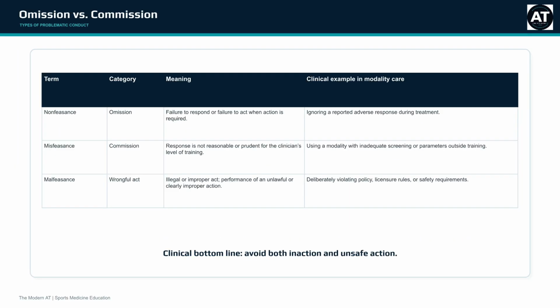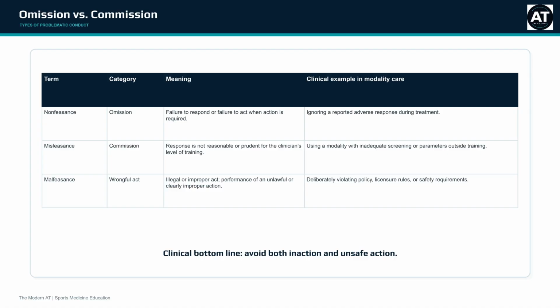Problematic conduct can occur by failing to act or by acting unsafely. Nonfeasance is an omission, such as ignoring a patient who reports burning, dizziness, or worsening symptoms during a treatment. Misfeasance is an unreasonable action within a general role, such as using a modality without adequate screening or with parameters beyond training. Malfeasance is a wrongful or unlawful act, such as deliberately violating licensure rules, policy, or safety requirements.